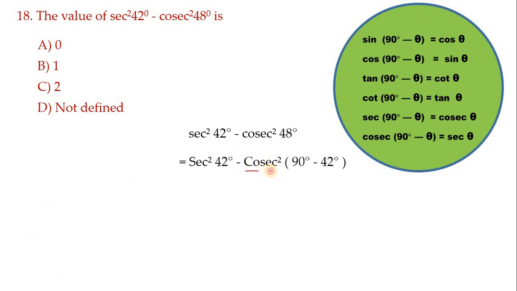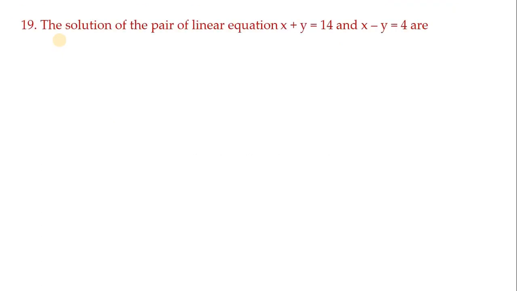So now in place of cosec square (90 minus 42 degree), I can write directly sec square 42 degree. Now here sec square 42 degree and sec square 42 degree will get cancelled. Hence we'll get the answer 1. So the correct option is A. Move on to the next one.